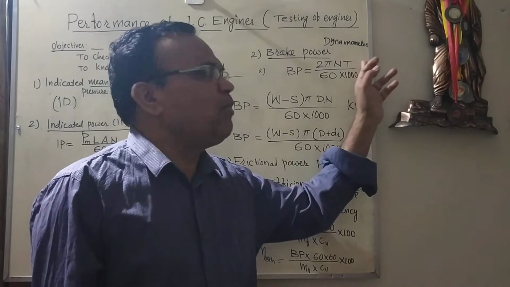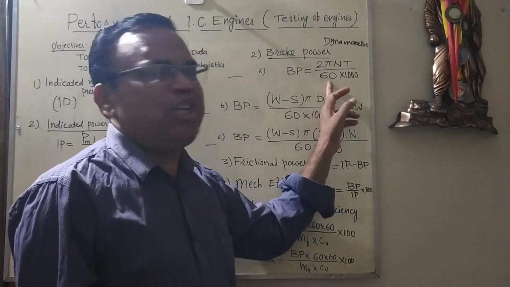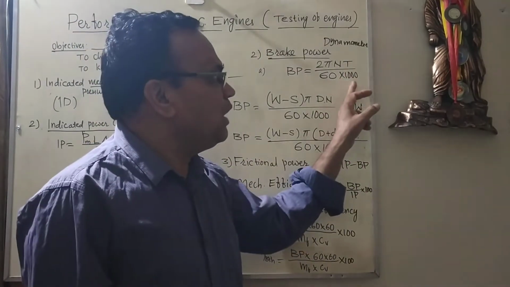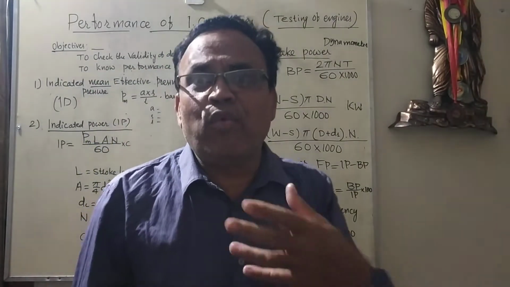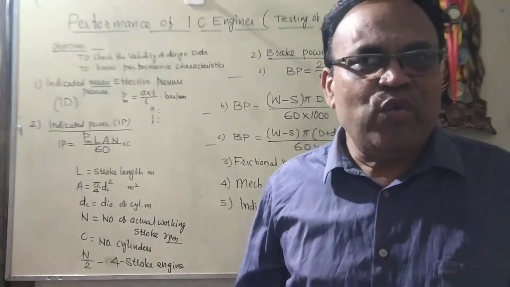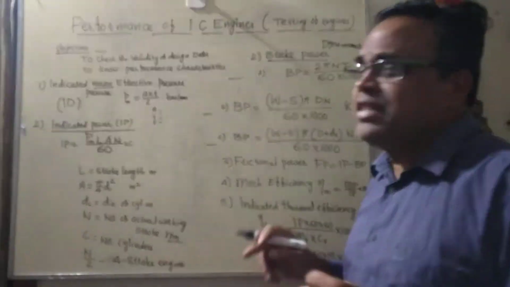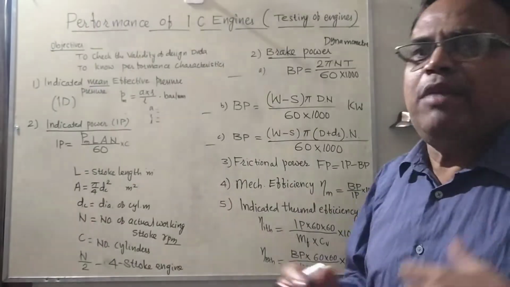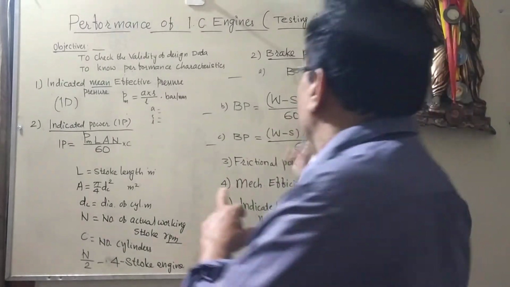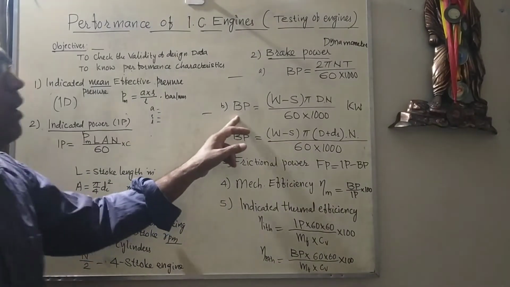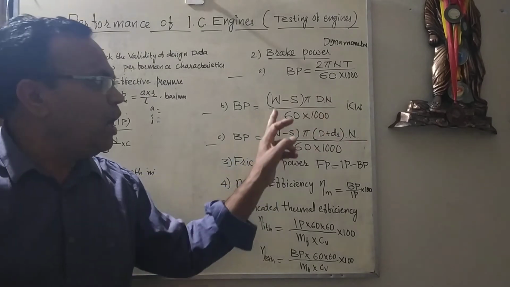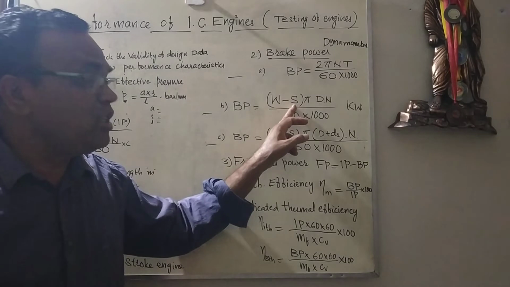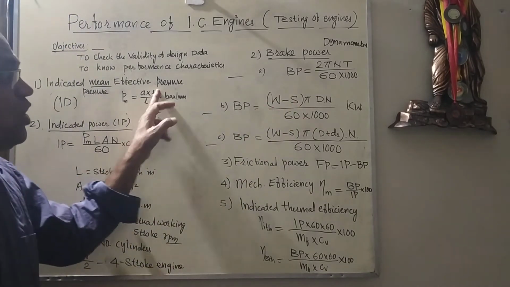Again, a prony brake dynamometer. Divided by 60, a constant factor, because of 2 pi, and N is RPM, revolutions per minute. Then 1000 is the factor to convert watts to kilowatts. If you do not take this 1000 as a dividing factor, you will get watts. If you divide by 1000, it becomes kilowatts. So this is one way. Another method to calculate BP is by using a brake dynamometer: W minus S is the net load, where W is the dead load and S is the spring balance reading. Not this small s, small s is different, this S is different.